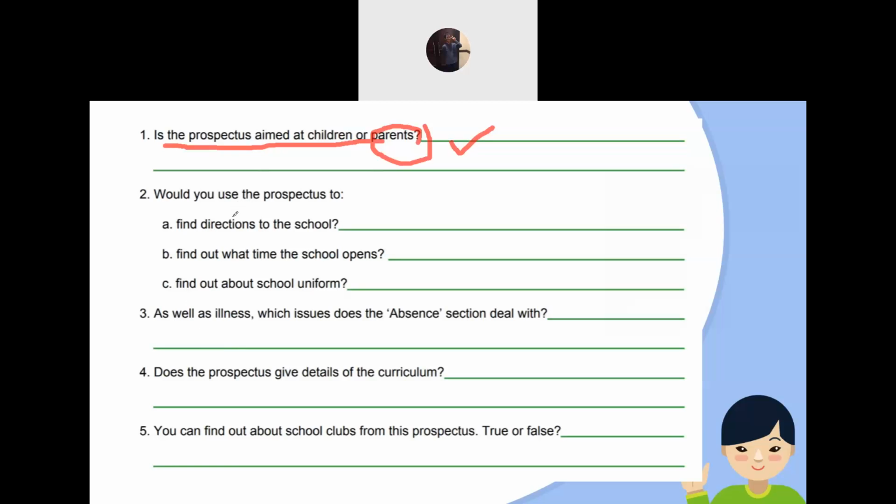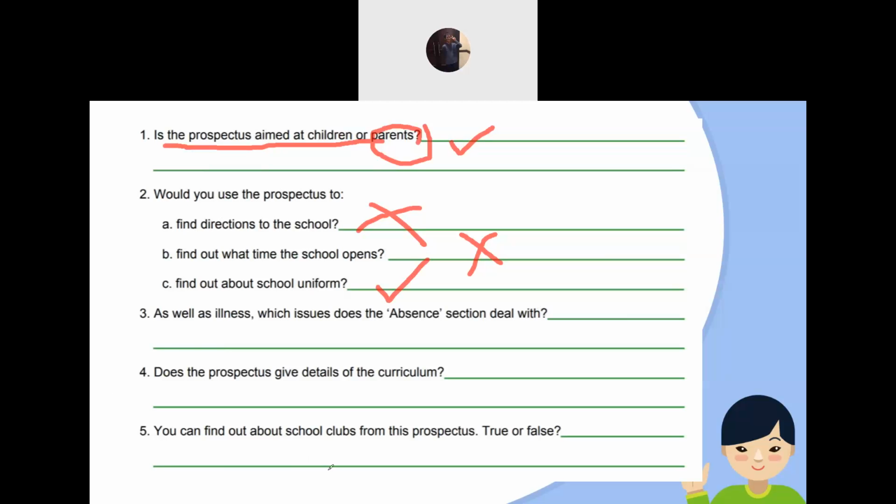Will you use the prospectus to find the directions to the school? Did they mention anything about finding directions to the school? No. Finding out what time the school opens. Did they mention anything about the time? No. Can you find out about the school uniform? Yeah. So this is what we meant by skimming. You only look at the headings. Now let's look at one last question since we are running out of time.